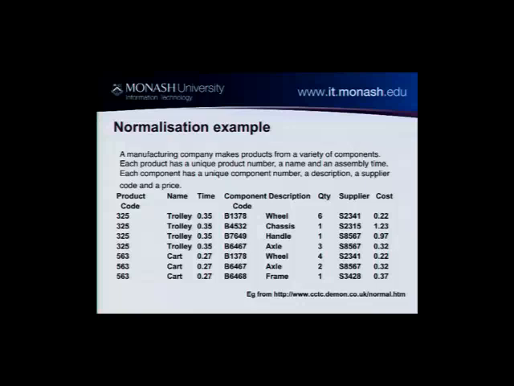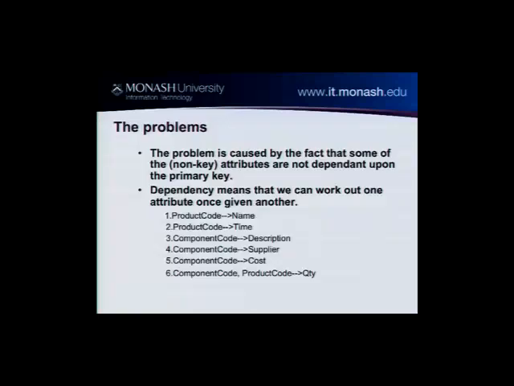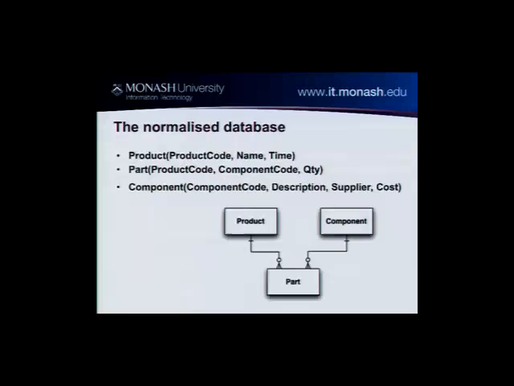So just to drive the point home, in case you've forgotten all about normalization, I'm sure you haven't, here's a very denormalized structure. And if we're going to normalize that, you can see the repeating groups there. Trolley is repeated. If we wanted to change the name of that product, we'd have to change it four times and things like that. Finding dependencies between primary keys and so on. And this is a normalized structure for that data structure.